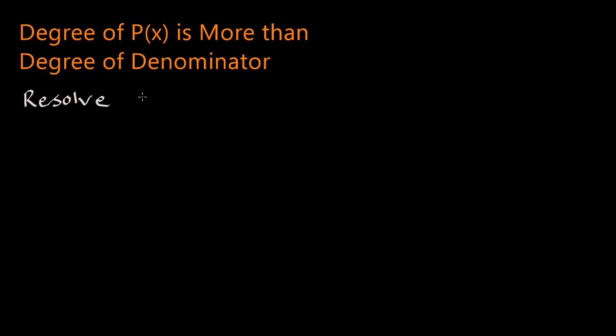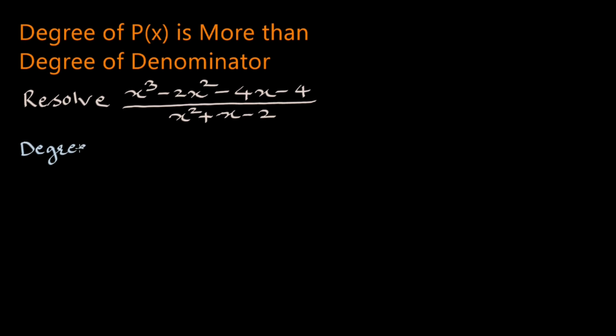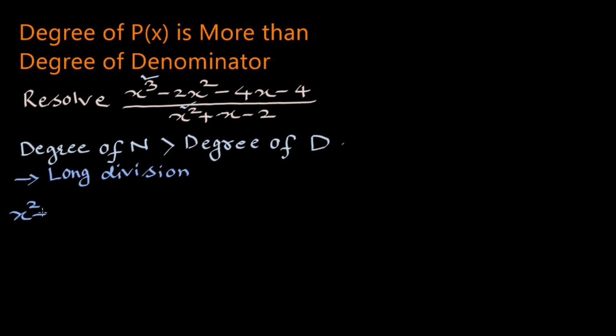Resolve into partial fractions the rational function x cubed minus 2x square minus 4x minus 4 upon x square plus x minus 2. Here degree of numerator, which is 3, is greater than degree of denominator, which is 2. So therefore we have to carry out long division. So divisor x square plus x minus 2, dividend x cube minus 2x square minus 4x minus 4.